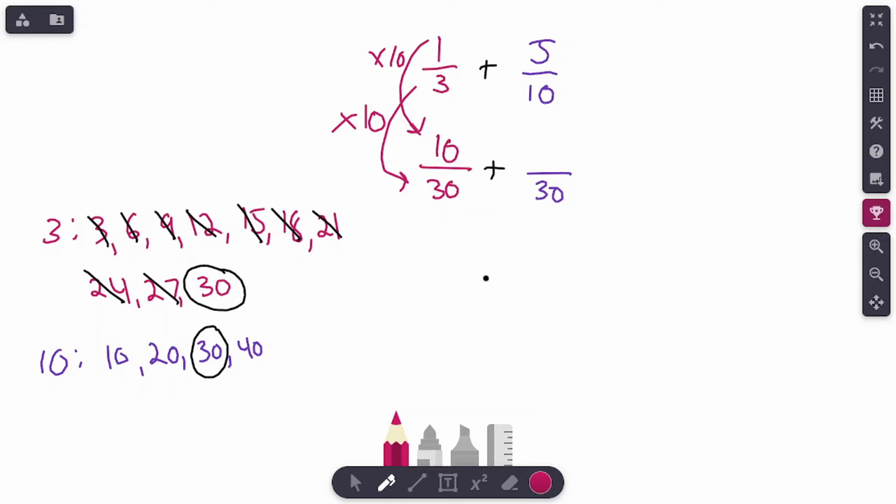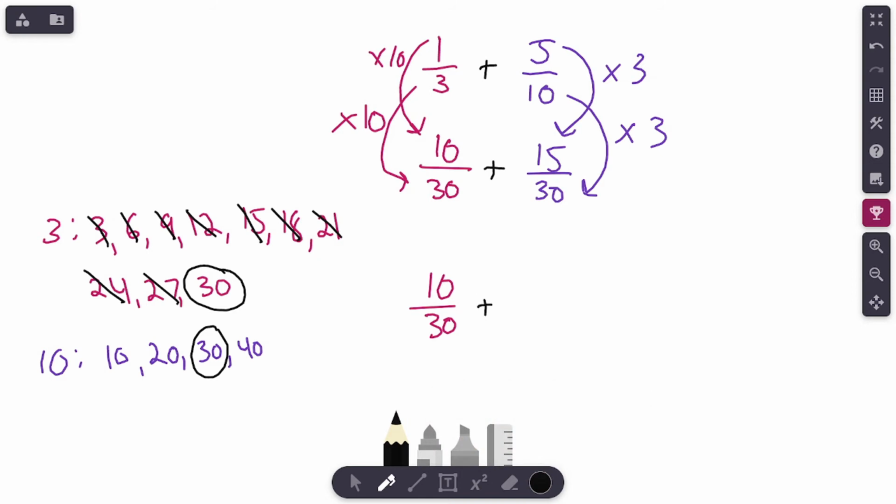So we've got 10/30ths. Now let's do the same thing for our purple fraction. 10 times what gives me 30? 1, 2, 3. 10 times 3 is 30. Multiply the denominator by 3. Do the same thing to the numerator. Multiply it by 3. And we get 15. So we've got 10 over 30, 10 thirtieths, plus 15 thirtieths.